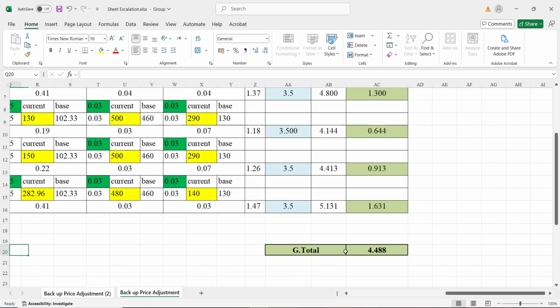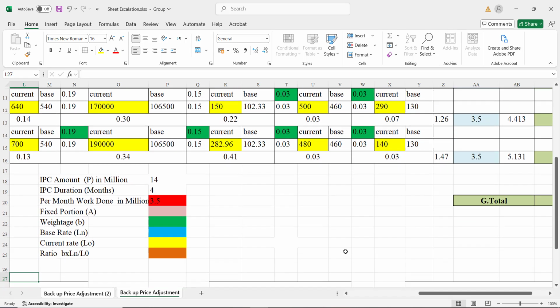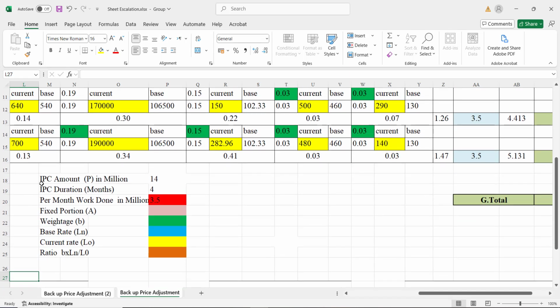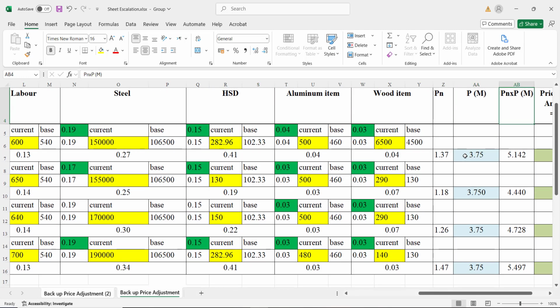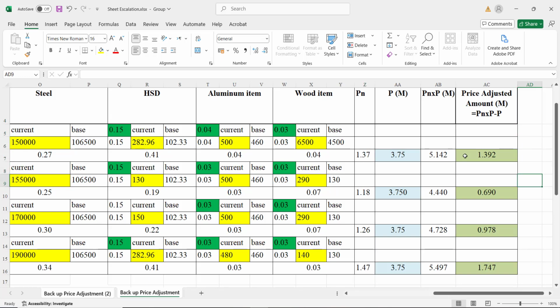So this is the simple way. I have made all these colors. First of all, we have to enter all these 14 total amount IPC. If we change this one, suppose we make it 15, so this will be changed. All this will change. You can see here, this will be changed here. So this is all about escalation.